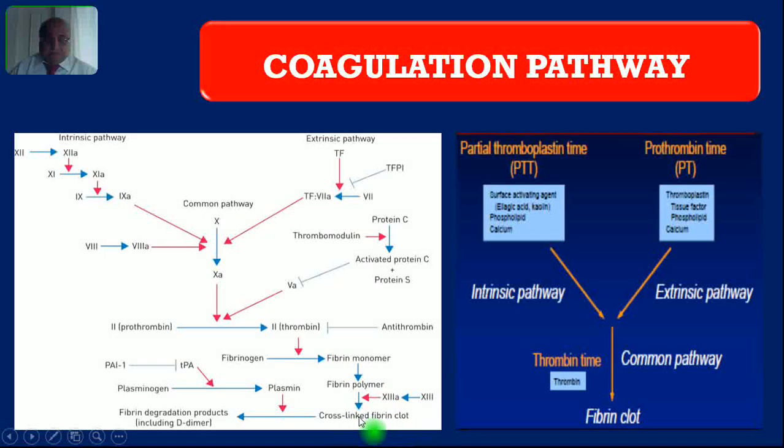So the intrinsic pathway will be assessed by the PTT, partial thromboplastin time, whereas the extrinsic pathway will be assessed by PT. And the common pathway you can assess by thrombin time.